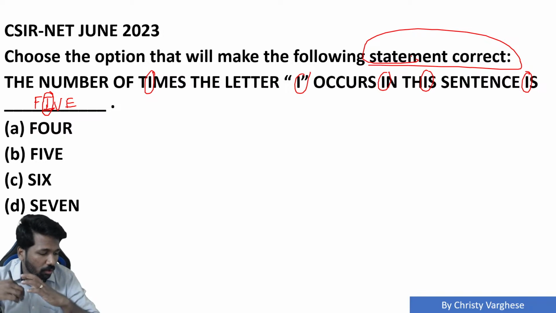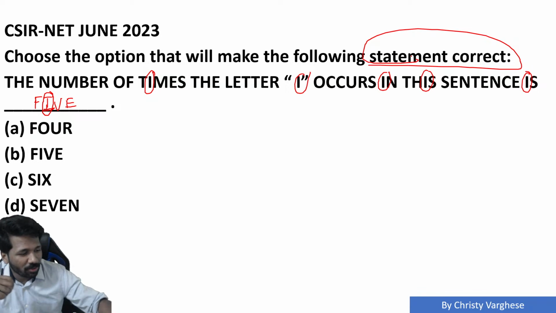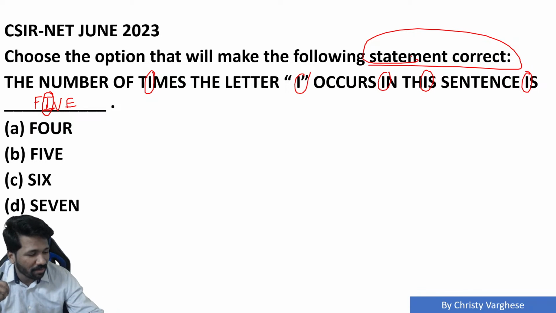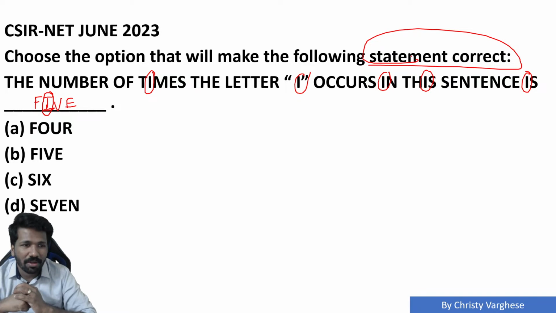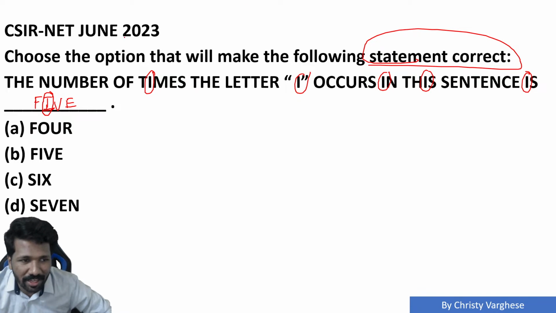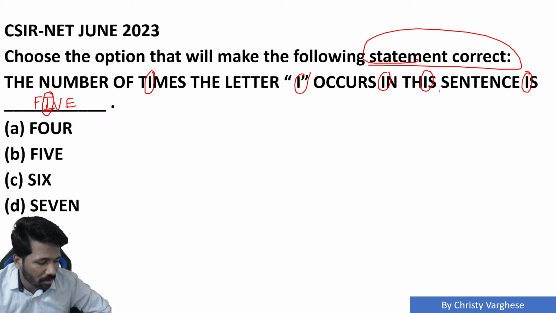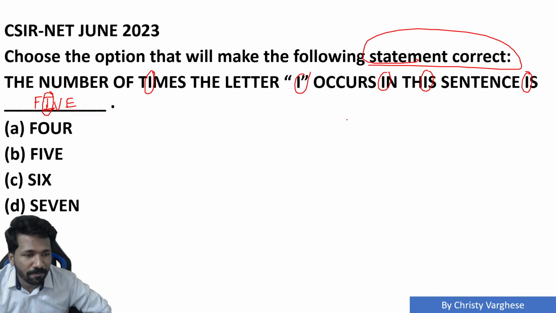Right? We have to make the statement correct. The objective is not to count the number of I's. The objective is to make the statement correct. Statement correct बनाने के लिए 5 आंसर नहीं हो सकता, because if 5 is the answer then the statement is wrong. The number of times a letter I occurs in the sentence is not 5 anymore. Then it is 6, because 5 का भी एक I है, that is 5 plus 1, 6 हो गया. मतलब 5 गलत है आंसर.